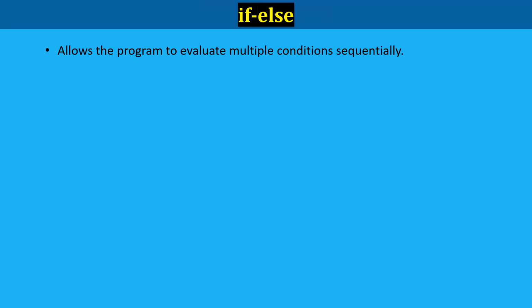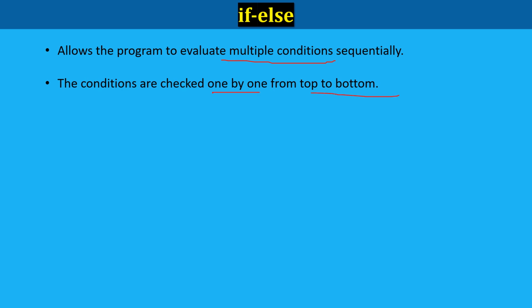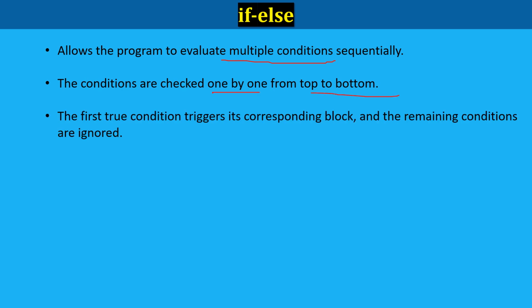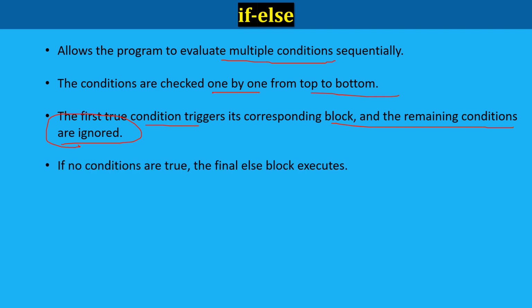If-else allows the program to evaluate multiple conditions sequentially. The conditions are checked one by one from top to bottom. The first true condition triggers its corresponding block and the remaining conditions are ignored. If no conditions are true, the final else block will execute.